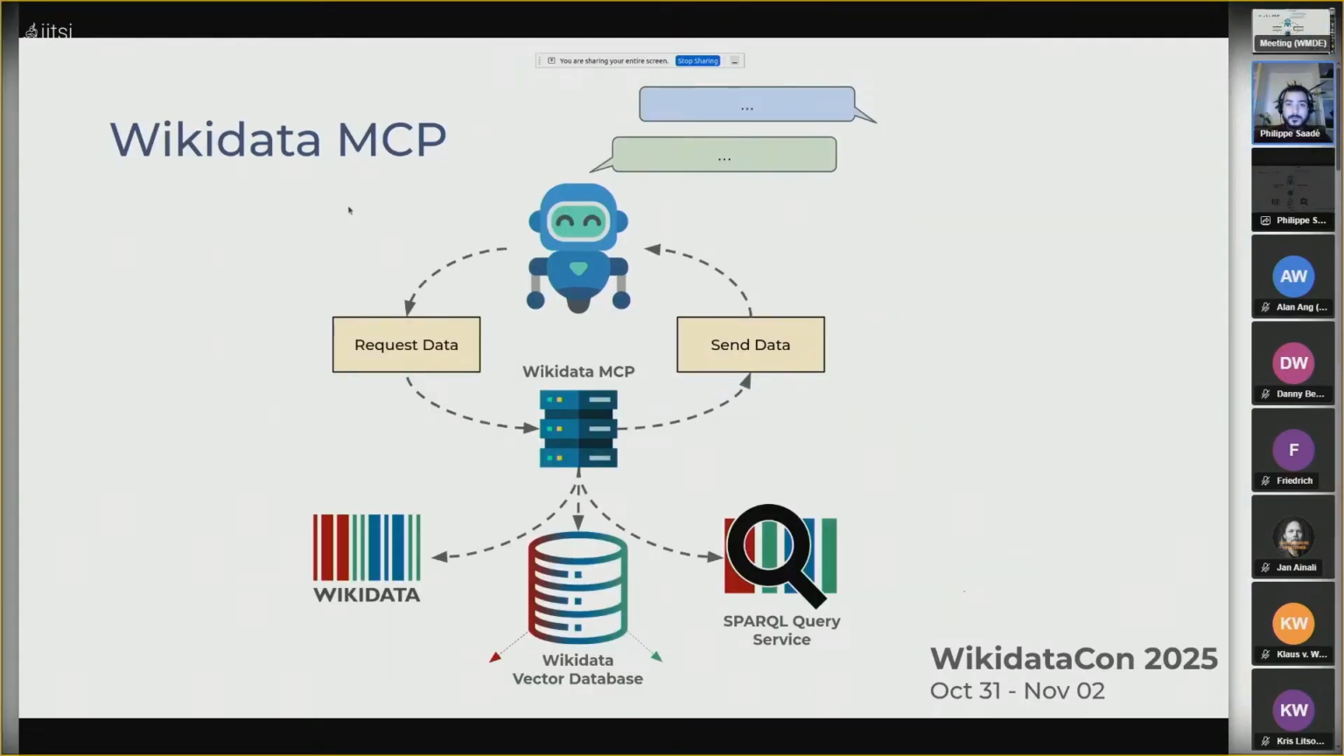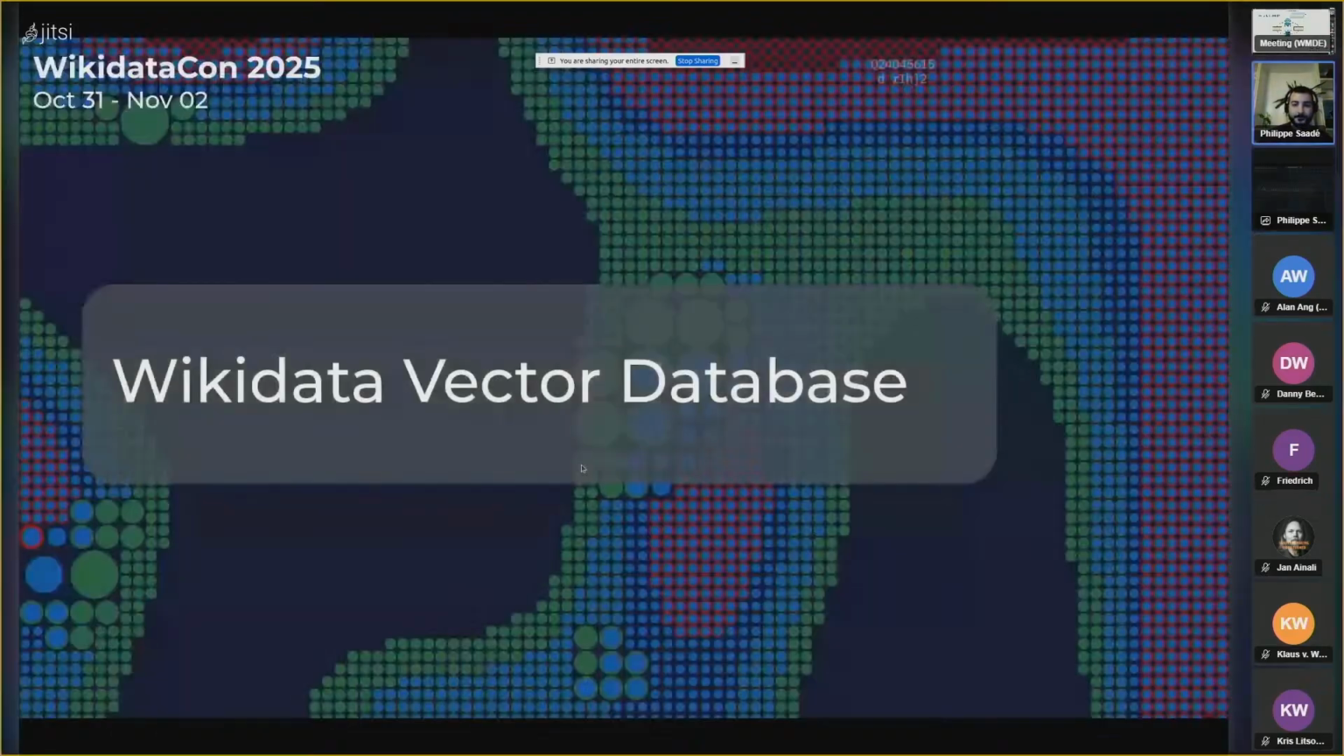So in the case of the Wikidata MCP, it provides access to the Wikidata API directly, to the SPARQL query service, and to the Wikidata vector database. So I wanted to do a quick introduction to the Wikidata vector database to understand the relevance of it in the MCP.